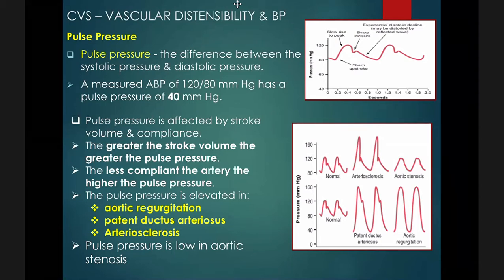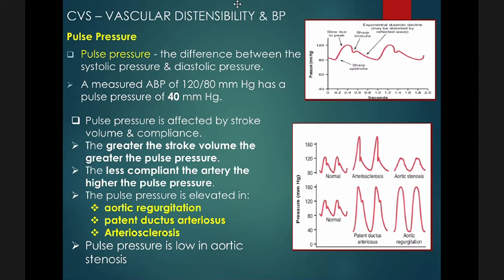Dapat wala, kasi dapat close si aortic valve. Dapat walang magbabalik na dugo from the aorta into the left ventricle. But because there is malcoaptation of the aortic valve, there is a regurgitant volume. So, because of that, the diastolic pressure will decline.